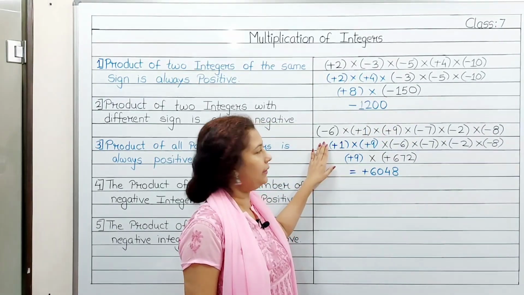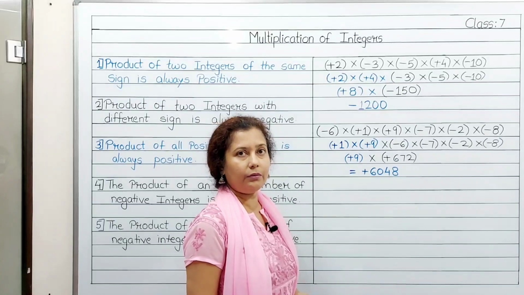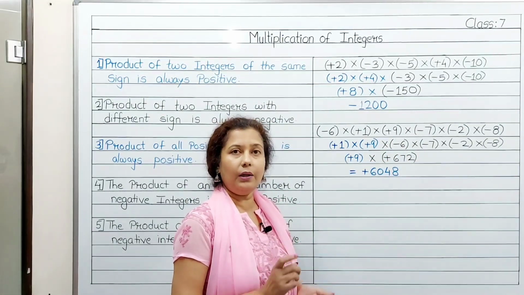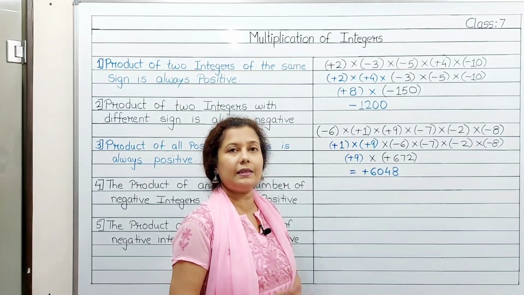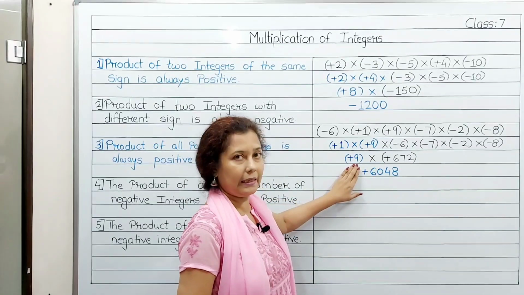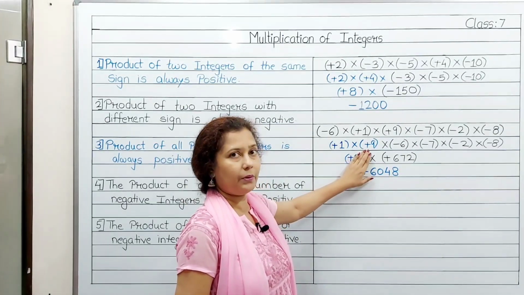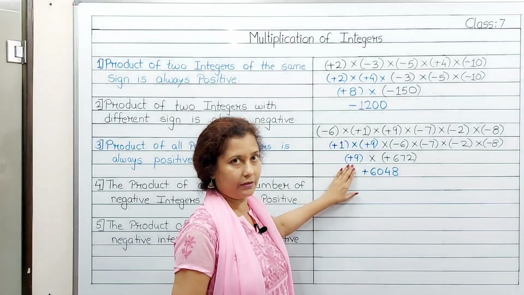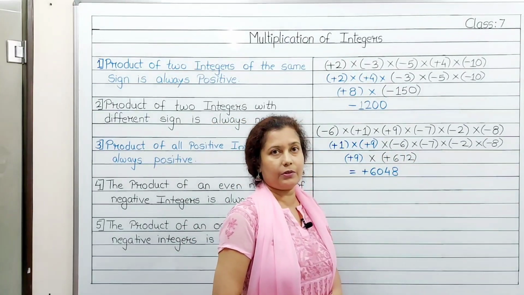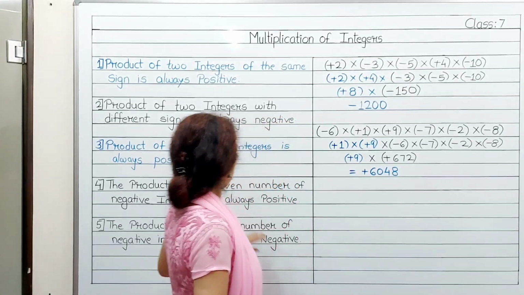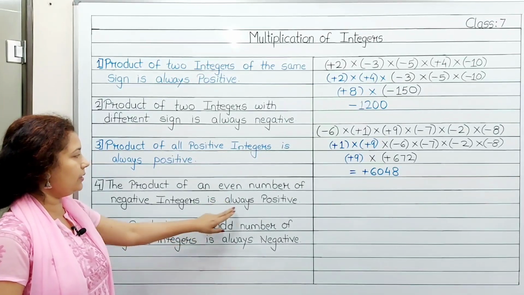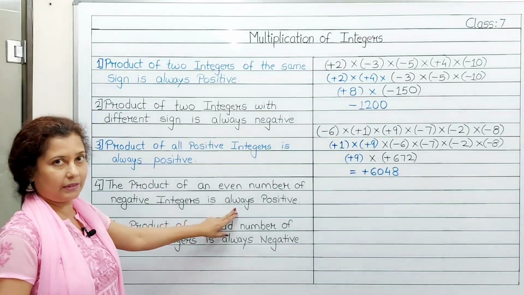In the second example, there are 6 integers. Out of these, 2 are positive and 4 are negative. If all the integers are positive, then the result is always positive. So when we multiply 1 into 9, we get 9 and both the integers are positive, so the result will be positive. When we multiply 4 negative integers, 4 is an even number. So when we multiply an even number of negative integers, the result is always positive.